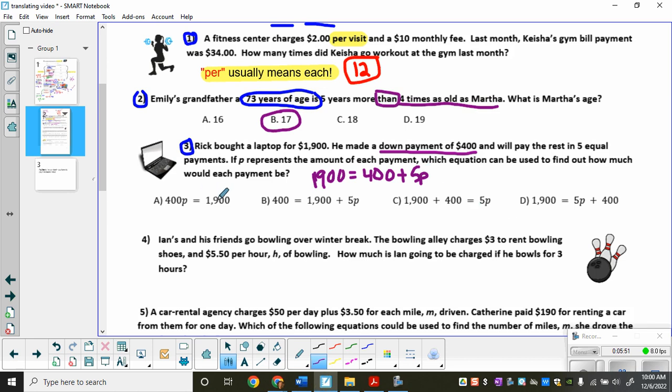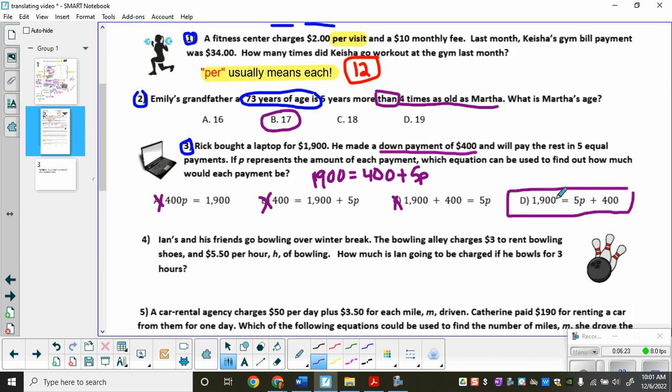So we're looking for the equals 1,900. B is out because it doesn't say equals 1,900. A is out because it says 400 per payment. That's weird. No. All right, now C is out because it's not showing again the total cost of the computer. The laptop is $1,900. This one right here shows that the laptop is $1,900, and the way you pay for it is the 5 equal payments plus the $400 in the store, the down payment right there.